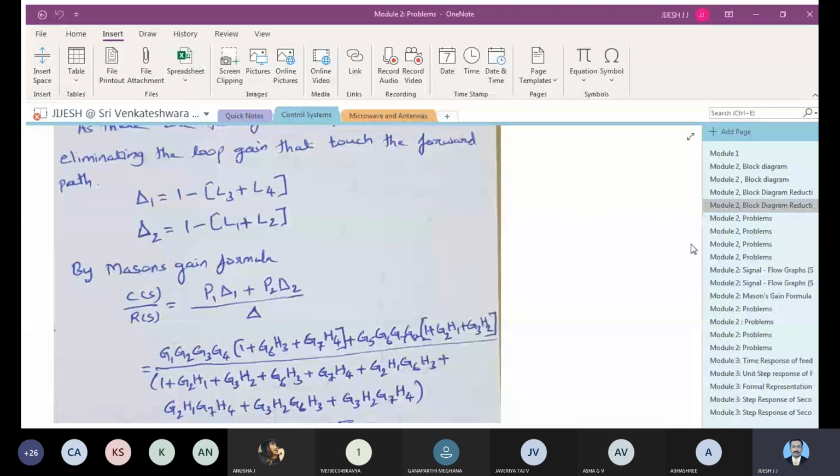The first problem we have done was quite simple, and we know that it is a feedback mechanism. We went with the feedback process and simplified it. Then we took the cascade of both blocks and simplified it further, and then again the feedback, and finally we got the answer. It's a very simple problem, if it comes for some very nominal 4 to 5 marks.